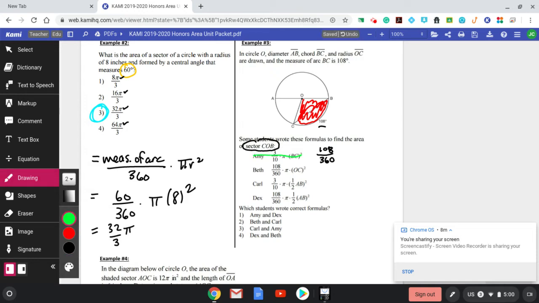Okay, let's see how Beth did here. 108 over 360, that's fine. Times pi. OC is a radius. So she did square the radius. So Beth, welcome to honors. You're good. All right, what about big C dog here, Carl? 3/10, we know that's fine. That's just 108 over 360 reduced times pi. Now, did he square the radius? Well, what's AB? AB is the diameter, and he took half of that, so you get the radius squared. Nice job, big C dog. You can join honors.